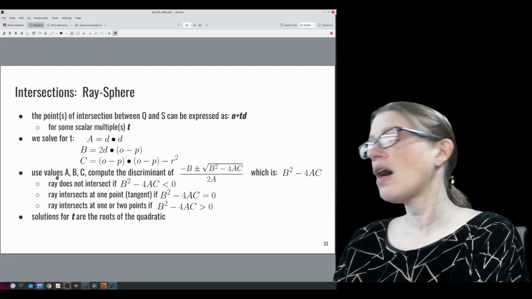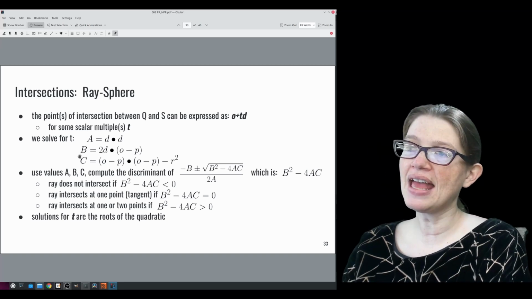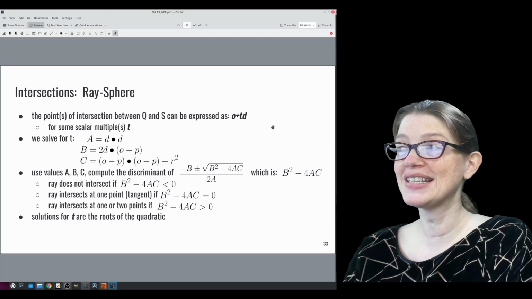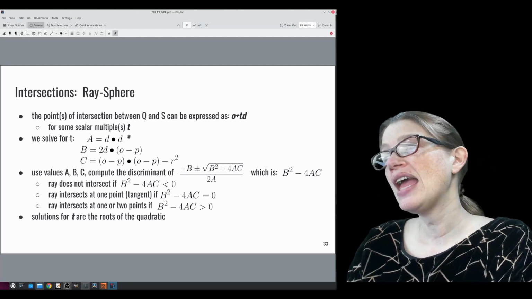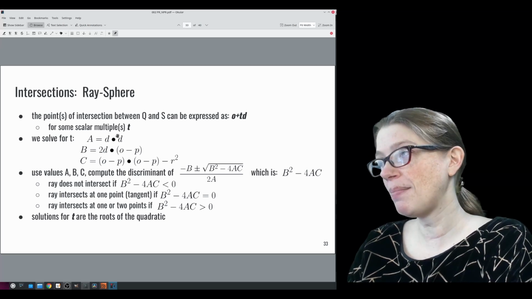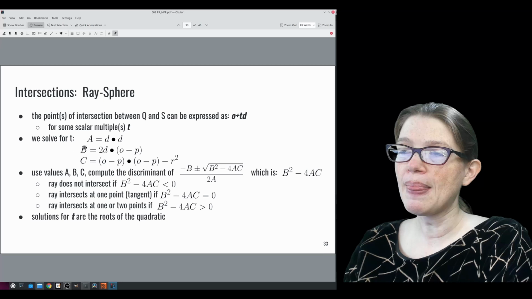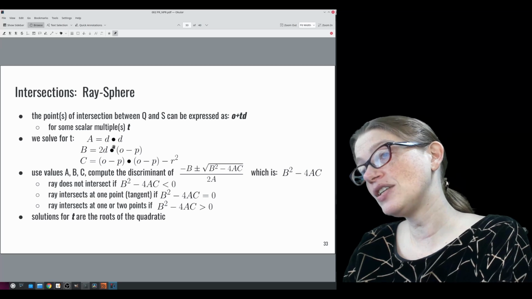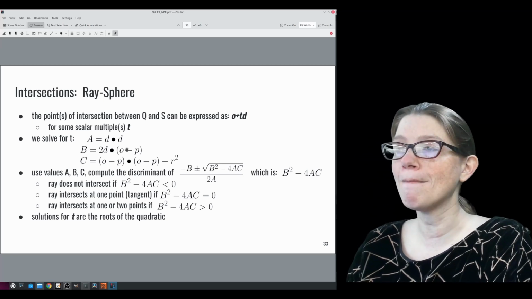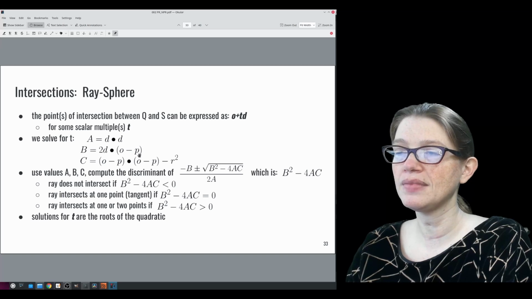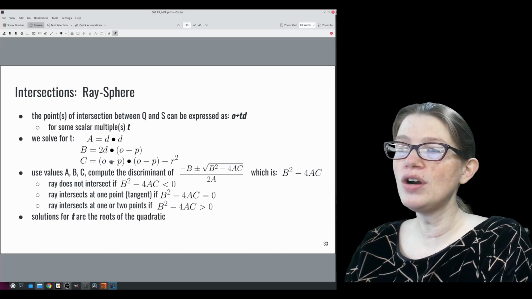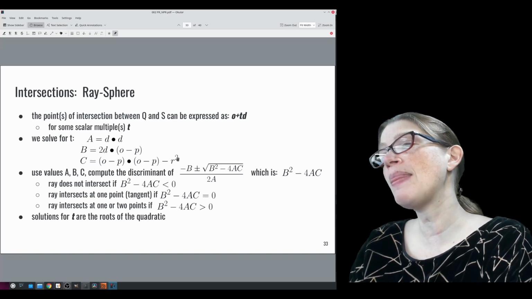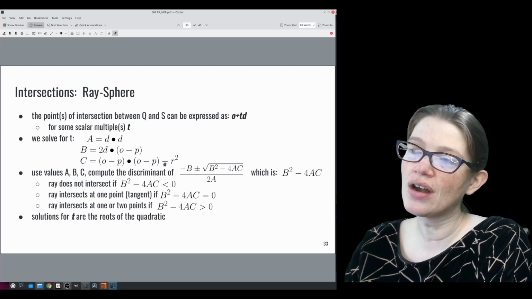So we're going to make 3 variables, A, B, and C. This is why we had to look up dot product at the very beginning, because dot products come into play here. A is the direction vector taking the dot product with itself. Then B is 2 times the direction vector dotted with the origin of the ray minus the center of the sphere. And C is the origin of the ray minus the center of the sphere, dotted with itself, and then subtracting the squared radius.